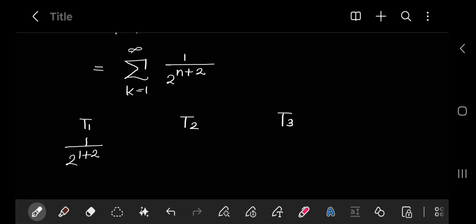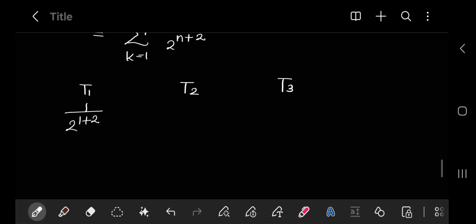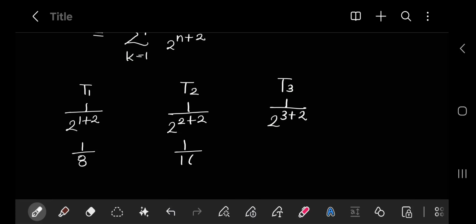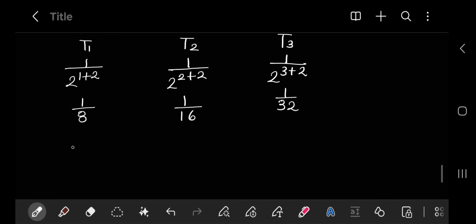So to get our first term, we are going to substitute 1 in place of n. For the second term, substitute 2 in place of n. And for the third term, 3 in place of n. Now, term 1 is 1 over 8. Term 2 is 1 over 16. And term 3 is going to be 1 over 32. This will allow you to get a, r. a here is 1 over 8. It's the first term that you calculated. To get r, we can take term 2 over term 1, and this is going to give me a half.